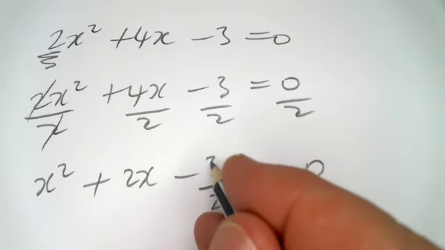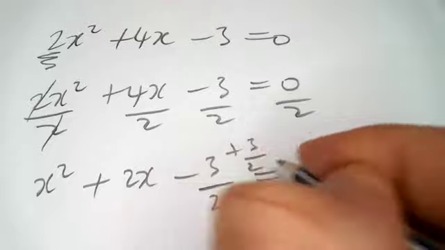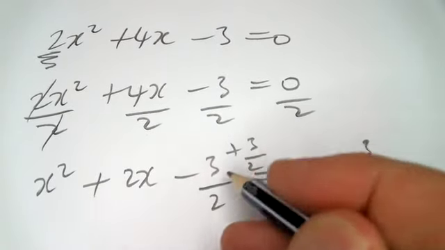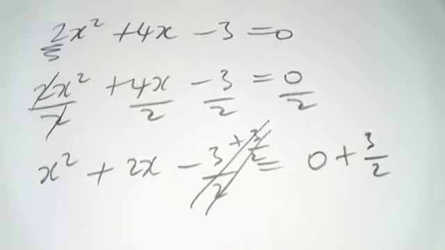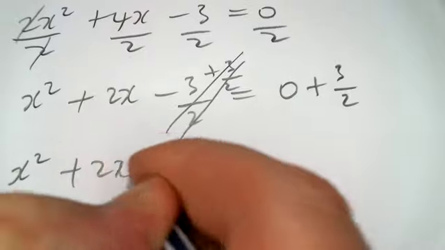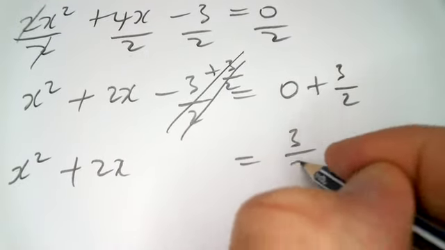Now I want to get rid of the 3 on 2, so I'm going to add 3 on 2 to both sides. And of course, negative 3 on 2 and 3 on 2 is 0. So I've got my x squared plus 2x equals 3 on 2.